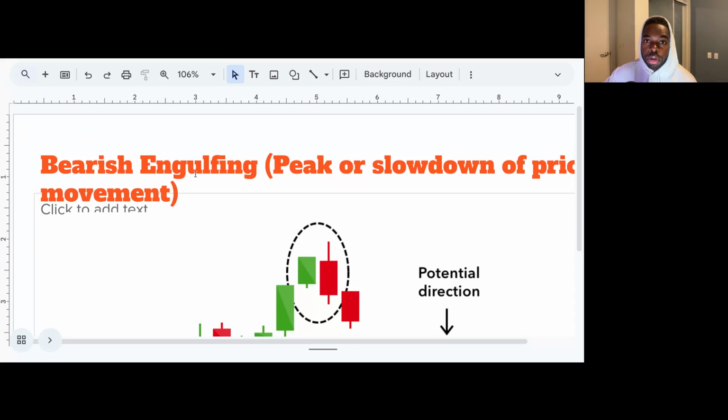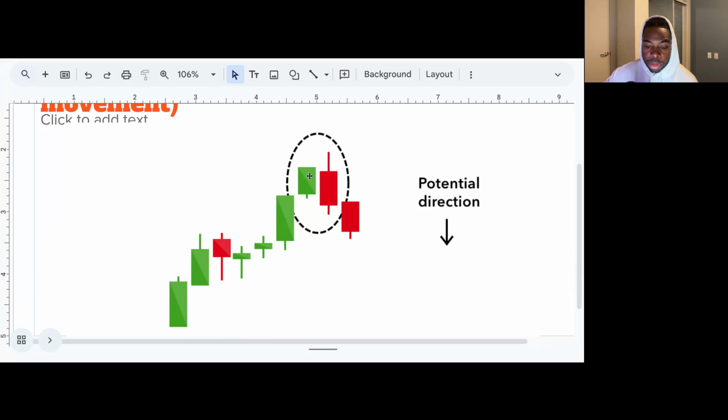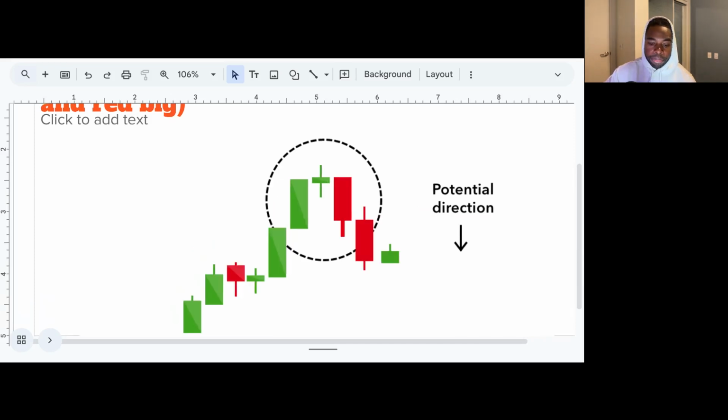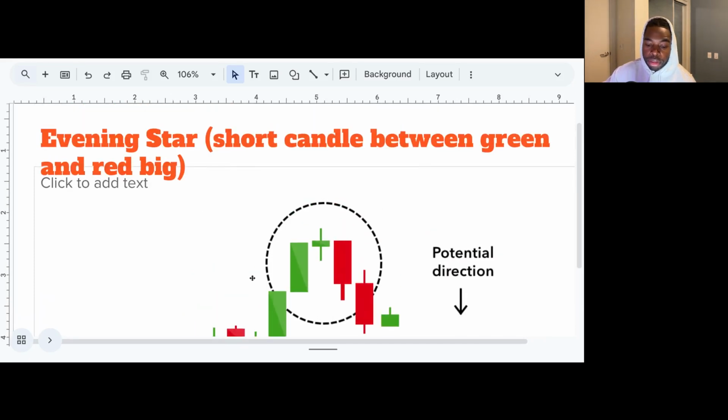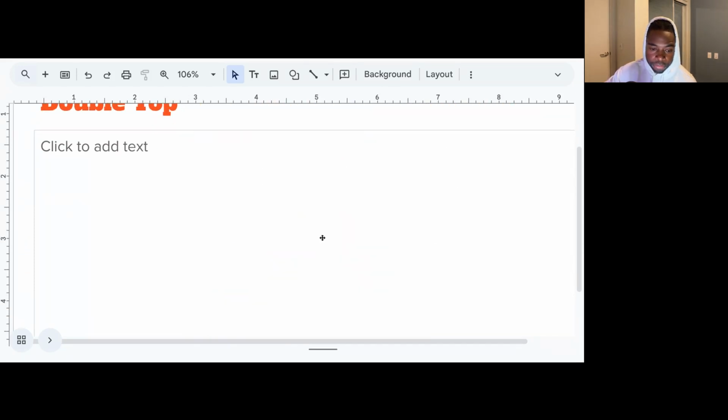And just like the bullish engulfing, bearish engulfing is the bullish engulfing bar's brother. So at the top of an uptrend, we get this big red bar eating up the little green bar, and that usually is a sign of a reversal to the downside. All right, and then we have the Evening Star Doji. So again, it's a small bar.